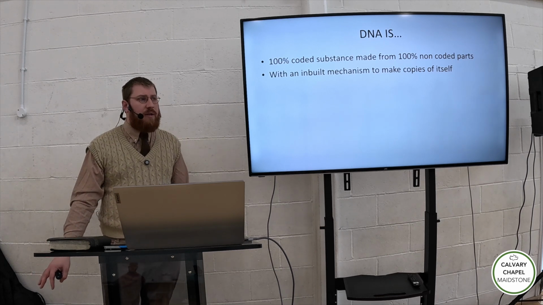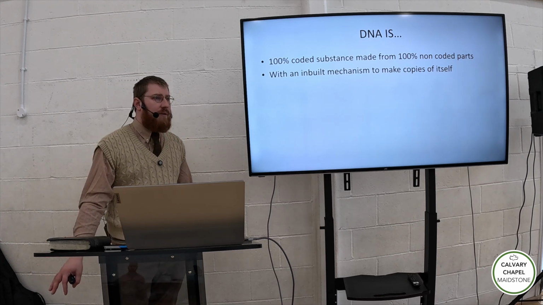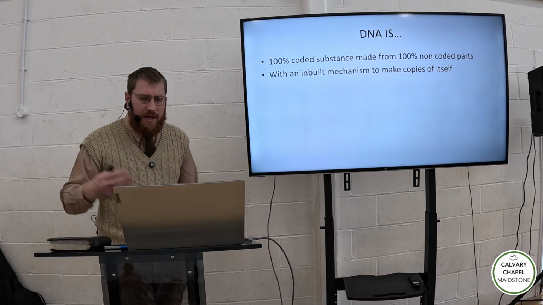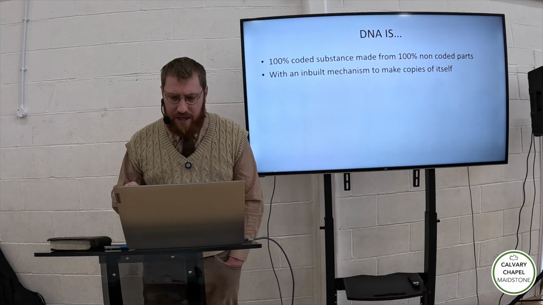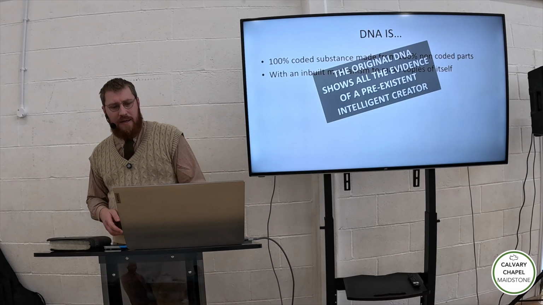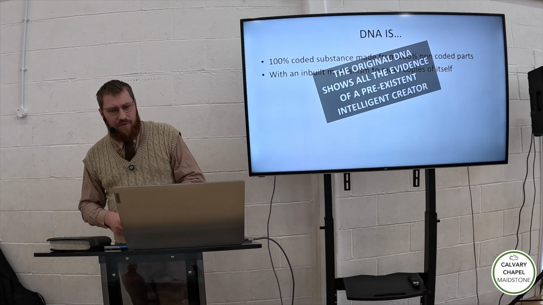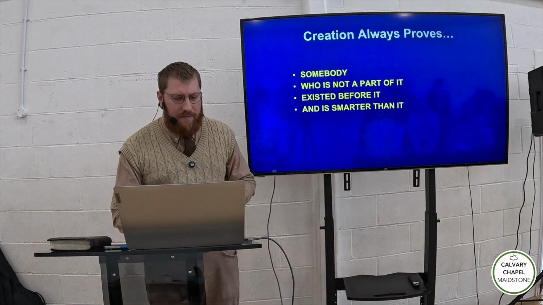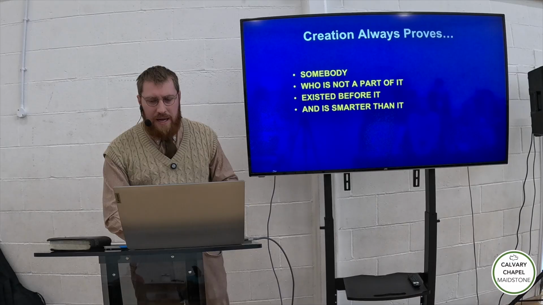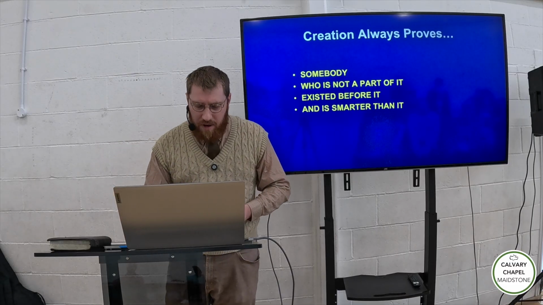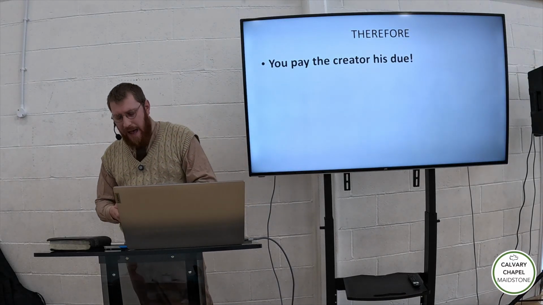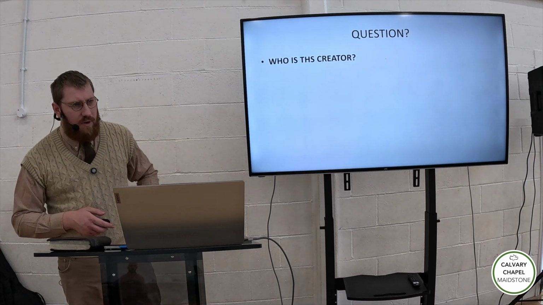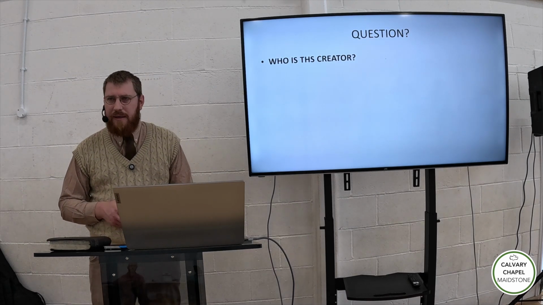Because we are designed, our cells are designed to reproduce after their own kind, which means that we as human beings are designed to reproduce after our own kind, just like every other living creature. You see, the original DNA shows all the evidence of a pre-existent, intelligent creator. Somebody who is not part of it, somebody who existed before it, and somebody who is far smarter than it. Therefore, you pay the creator his due. Question: who is the creator of DNA?